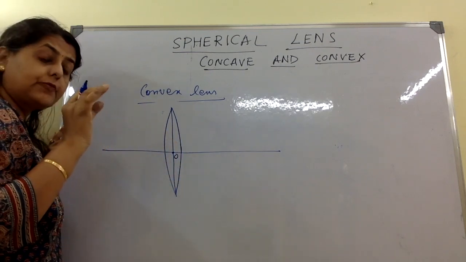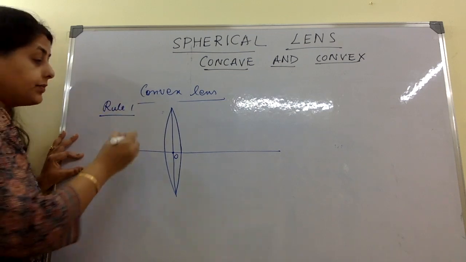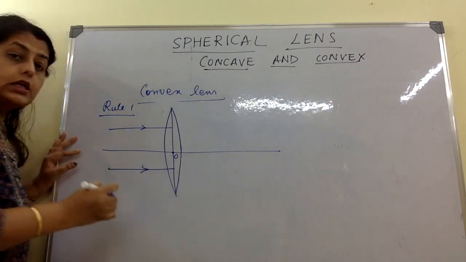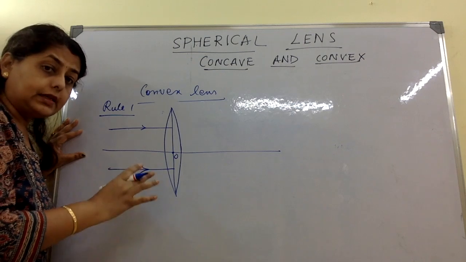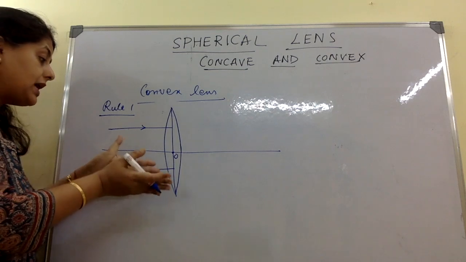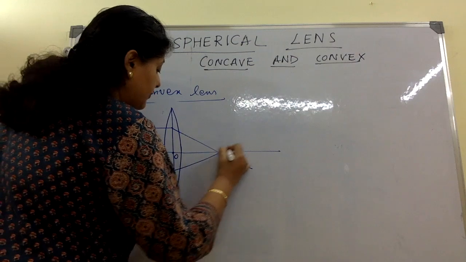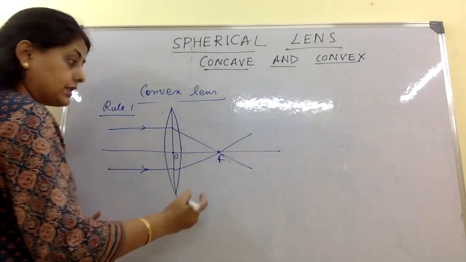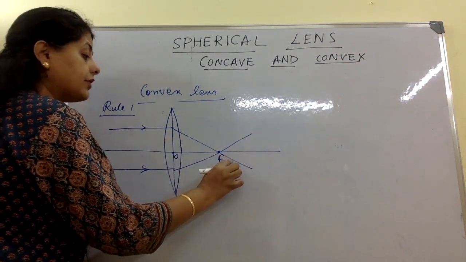इफ फर्स्ट रूल नंबर 1, रूल 1, इफ रेज आर कमिंग फ्रॉम इन्फिनिटी. नाउ इफ रेज आर कमिंग फ्रॉम इन्फिनिटी, हम उसको हमेशा पैरेलल ही लेके चलते हैं. ओके, देन इफ दे आर कमिंग पैरेलल टू द प्रिंसिपल एक्सिस, देन दे कन्वर्ज एट द focus. Okay, they converge at this focus. If they are coming from this side, they will converge at this focus. Okay, so they are converging at F1.